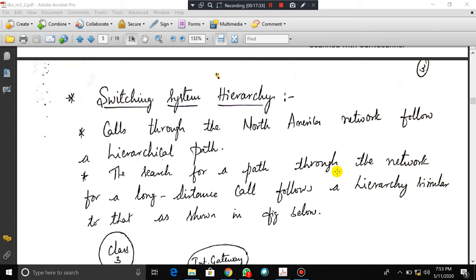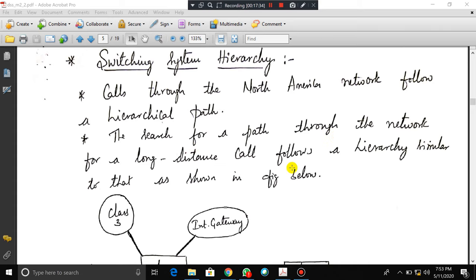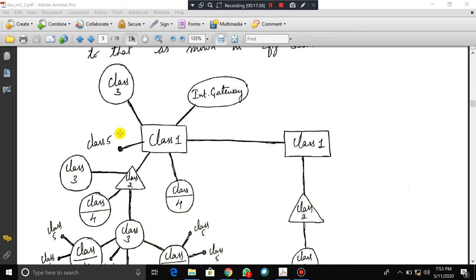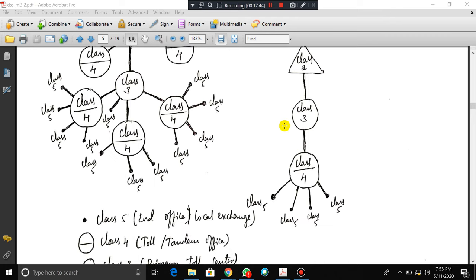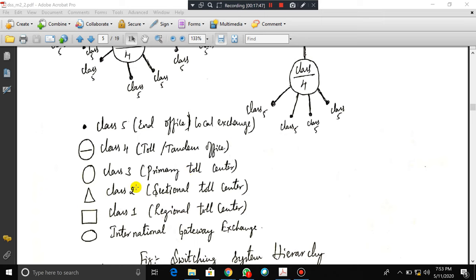The search for the path through the network for a long distance call follows the hierarchical similarity to the following diagram. So here we have class number 1, class 2 in this diagram. Each class has certain shapes. So class 1, class 2, class 3, class 4 and class 5.